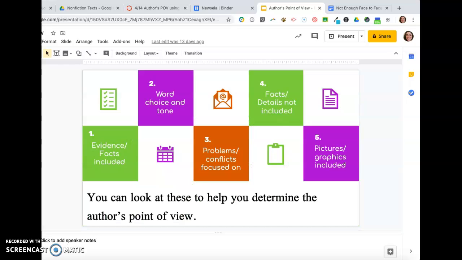As a brief recap, you can look at the evidence and facts that the author chooses to include and chooses to not include to help you determine where their opinion lies on the issue. Also, paying attention to their word choice and the connotations of those words that they choose helps you know what attitude and therefore tone they have towards their topic, and also the problems and conflicts focused on, and pictures and graphics that they choose to include.